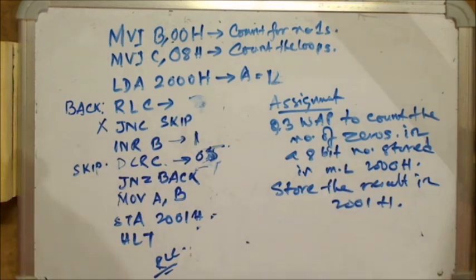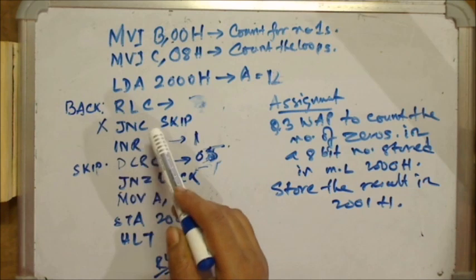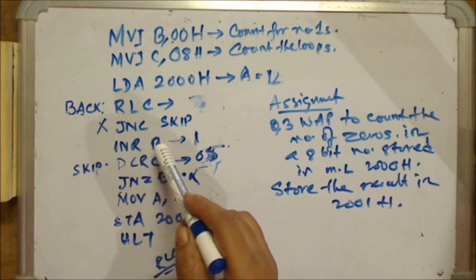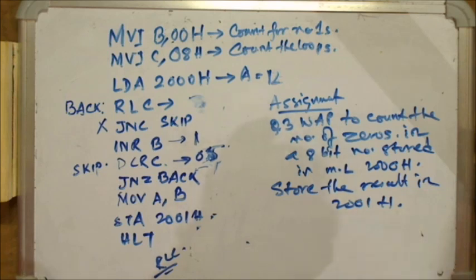Same, only in place of JNC you have to write JC. If there is carry, then it will jump. If there is no carry, then it will increment the register B. So it will count the number of zeros. Okay. So I hope you understood the program.